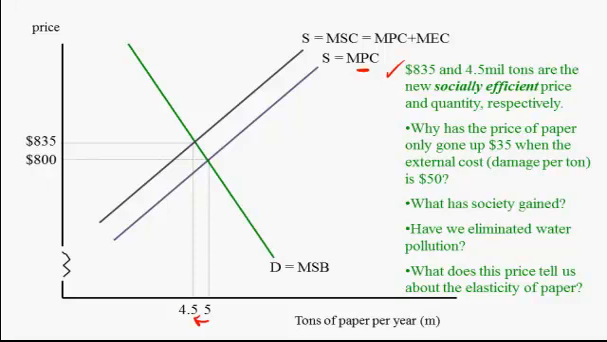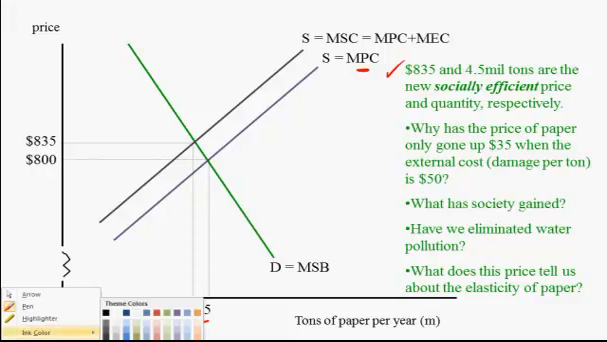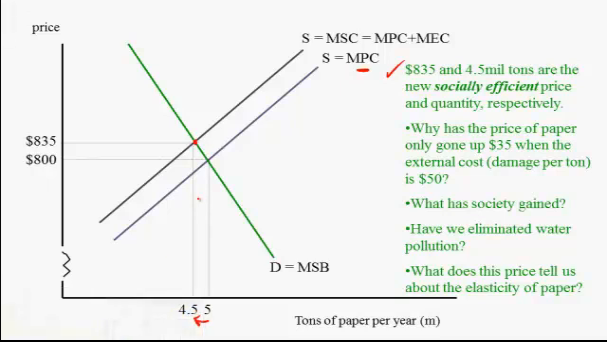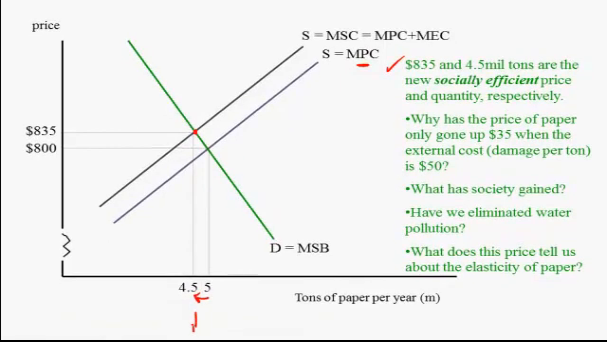What has society gained? Well, we talked about this before, that society has gained the fact that we've reduced pollution to some level that we're willing to live with, right? We've seen the result of this analysis is that society would be better off with only 4.5 million tons of paper being produced, which is a decrease of 500,000 tons of paper, and thus the corresponding pollution that goes along with 500,000 tons of paper. So society has gained that in terms of a cleaner environment.